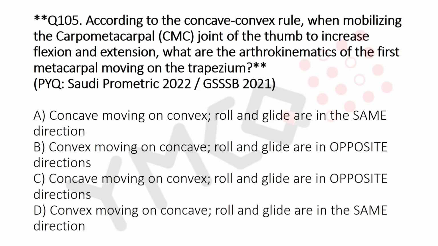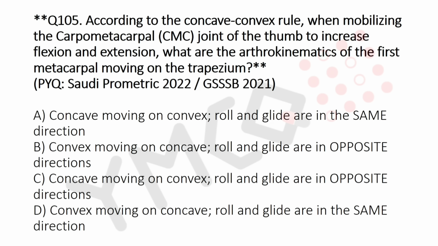According to the concave-convex rule, when mobilizing the carpometacarpal joint of the thumb to increase flexion and extension, what are the arthrokinematics of the first metacarpal moving on the trapezium? Option A, concave moving on convex, roll and glide are in the same direction. Option B, convex moving on concave, roll and glide are in the opposite direction. Option C, concave moving on convex, roll and glide are in the opposite direction. Option D, convex moving on concave, roll and glide are in the same direction.